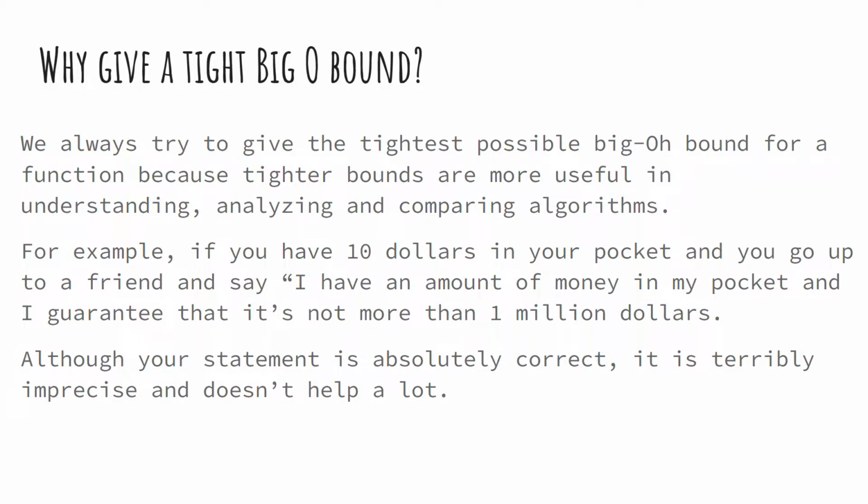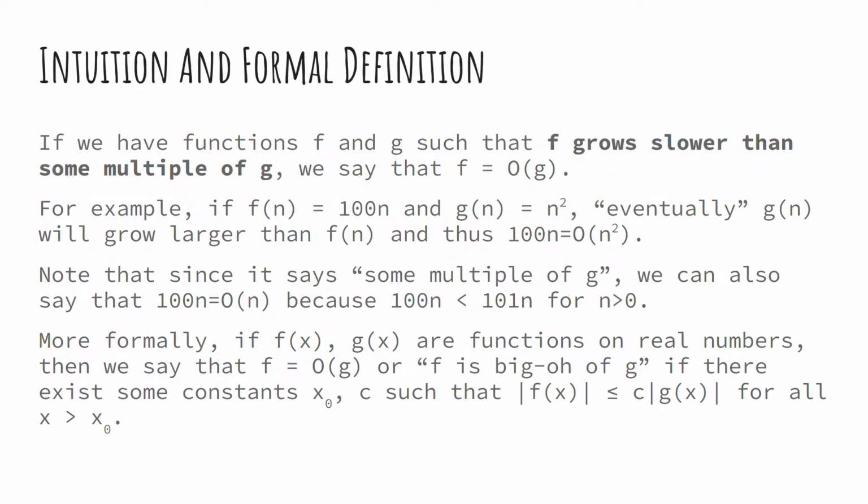Okay, so one question which comes to my mind when I solve big O problems is: why do we always try to find tighter big O bounds? So for example, in this case, we could have stopped over here and just said that 100n is equal to big O of n squared. But why do we always try to find a tighter bound?